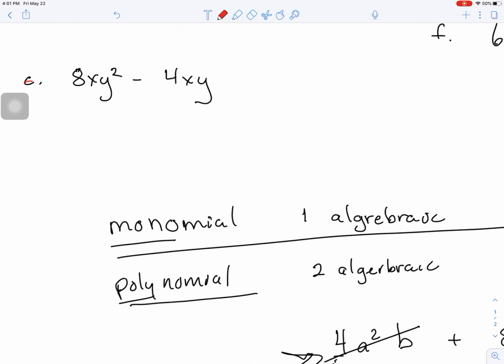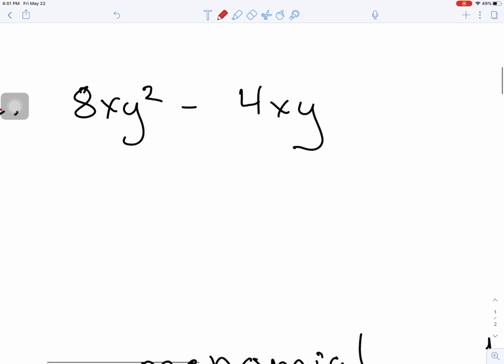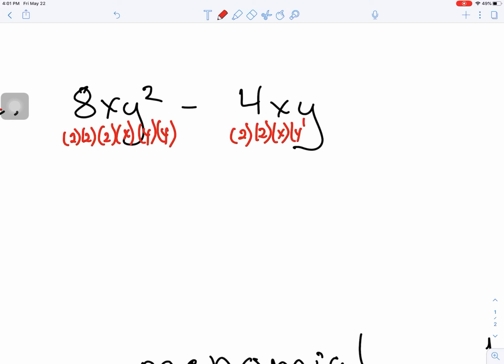E. I'm going to factor it easily, so we have a 2, a 2, a 2, an x, and a y, and a y. And here we have a 2, an x, and a y. So we cross off our 2's. So we have a total of 4 that we can put outside the bracket.